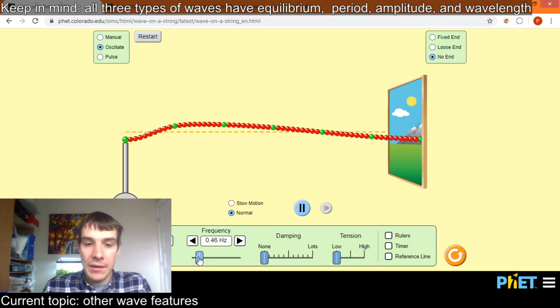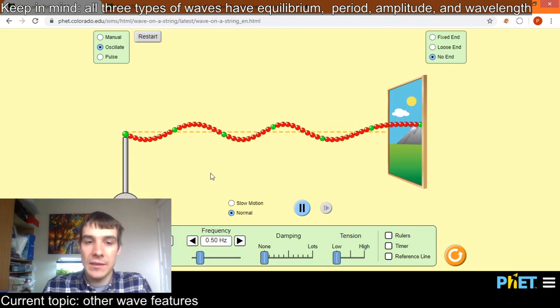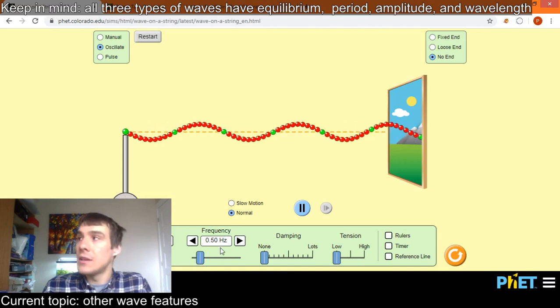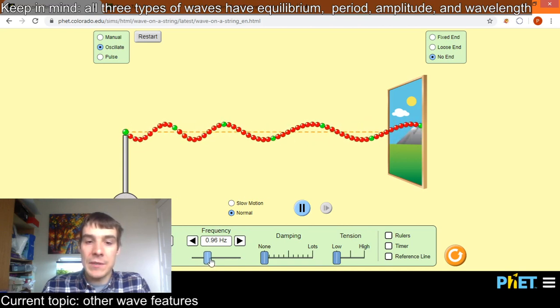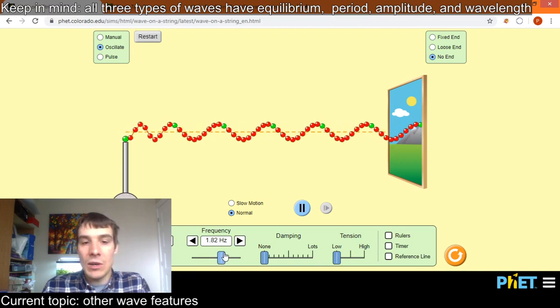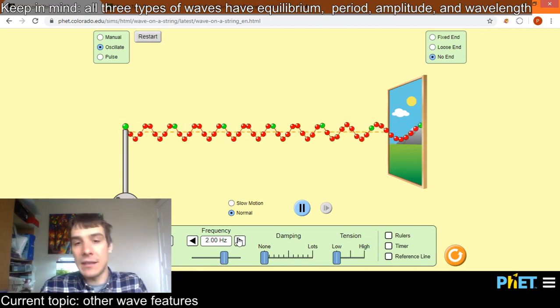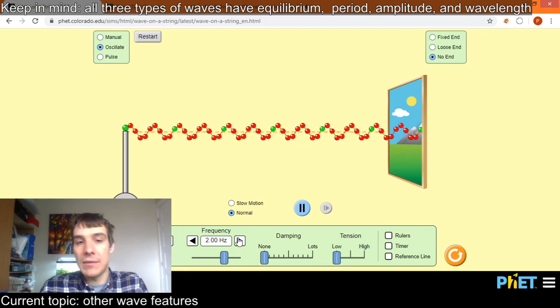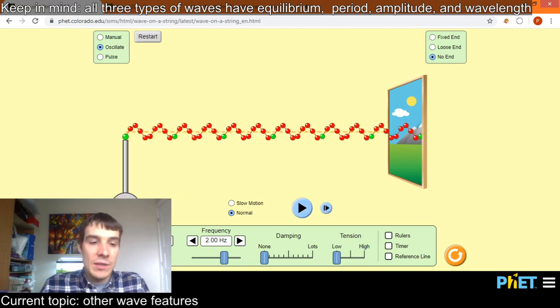This wave has a frequency of 0.5 hertz, so it'll take 2 seconds to make a wave. A frequency of 1 hertz, 1 wave per second, means that it also takes 1 second to make a wave. A frequency of 2 hertz, 2 waves per second, means that it takes half a second to make a wave. So frequency and period are intrinsically linked.